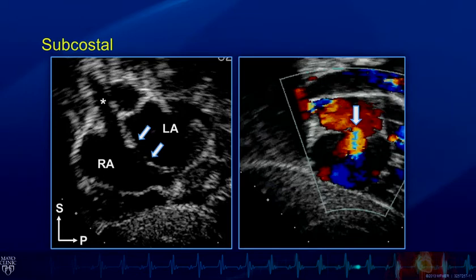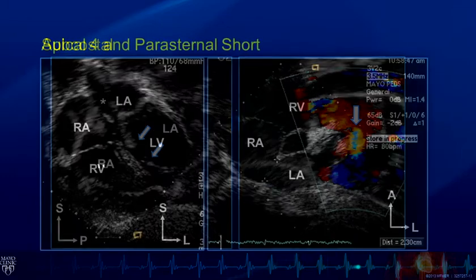Initially, the subcostal plane can be used. Often this plane is suboptimal in adults, but if it is a good plane, we see the defect right in the center of the septum, surrounded by atrial tissue. Anytime we see the defect with two-dimensional echocardiography, we want to confirm that there is a shunt with color flow, as shown in the subsequent panel.